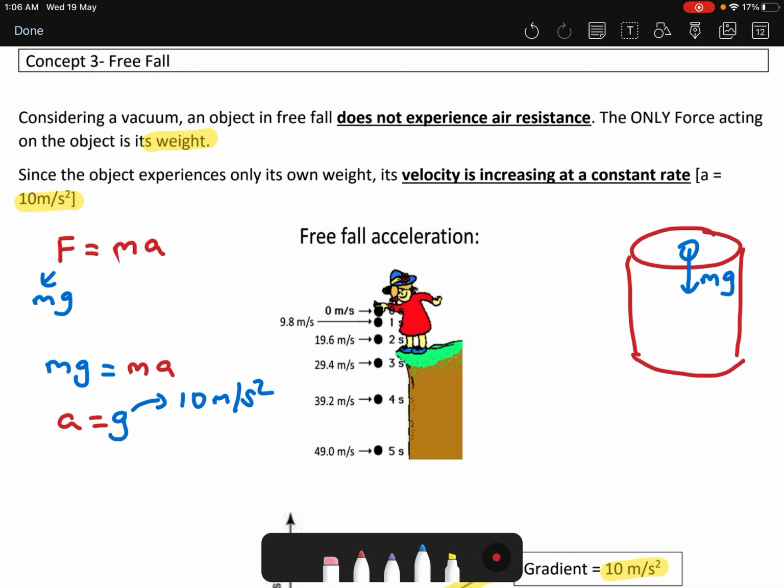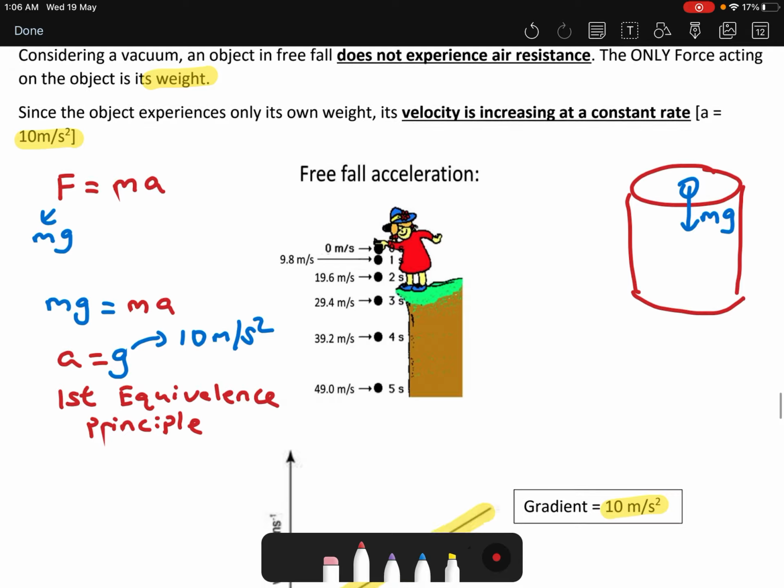This is what we call Einstein's first equivalence principle. This may be just a bit of a sidetrack, but Einstein's first equivalence principle states that there's actually no such thing as a gravitational force or gravitational field; the gravitational field is derived from the acceleration. This is something you can digest and ponder when you are free. All right, let's move on.